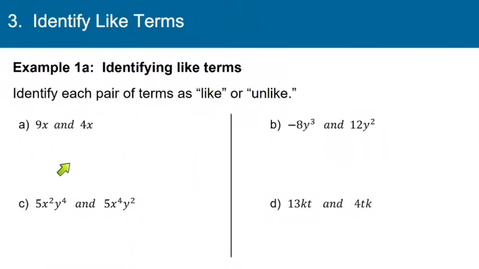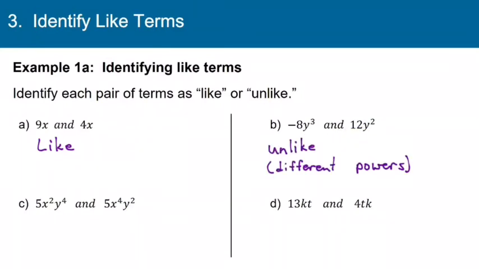Notice they're not asking us to do anything to these pairs of terms. They're just saying identify them as like or unlike. So 9x and 4x, of course, these are like terms. Negative 8y to the third and 12y to the second, because they do not have the same powers of the variable, they are not considered like terms.